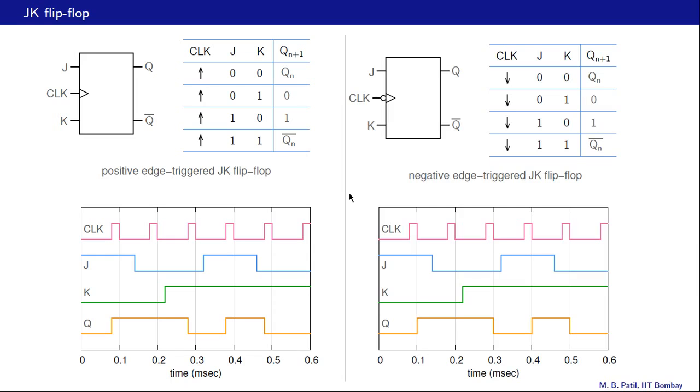Let us now consider the same inputs being applied to a negative edge triggered JK flip-flop. And as we have commented earlier, the only difference between the two transition tables is the active edge. We have a positive clock edge as the active edge here. Here we have a negative clock edge as the active edge. And you are encouraged to go through all the transitions in the waveforms and verify that the Q waveform looks like this.